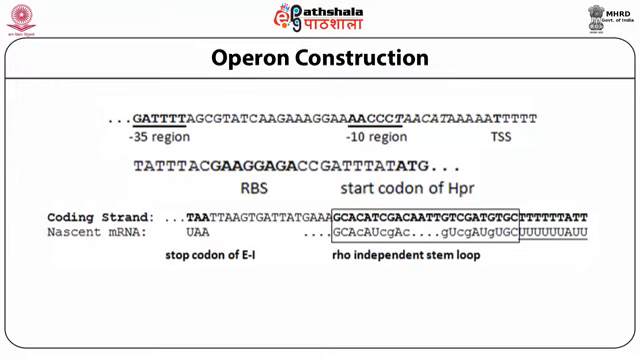These include the transcription start site with -10 and -35 boxes, the purine-rich ribosome binding site located 9 bases upstream of the start codon for HPr protein, followed by the termination codon of enzyme 1, and finally the stem loop for transcription termination.